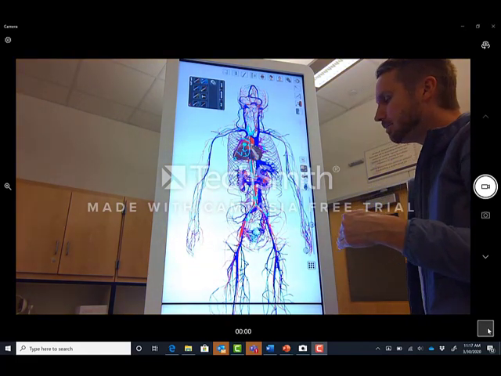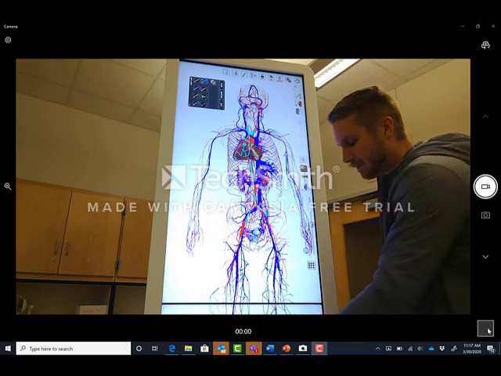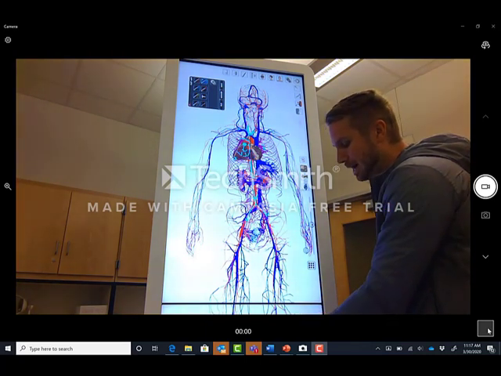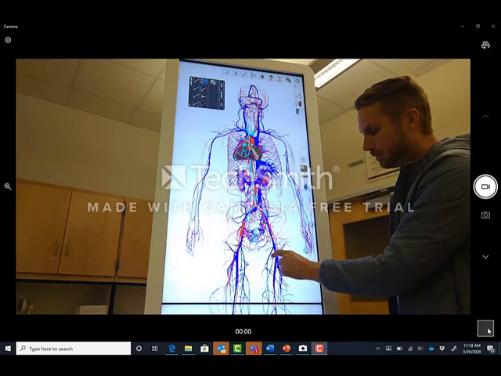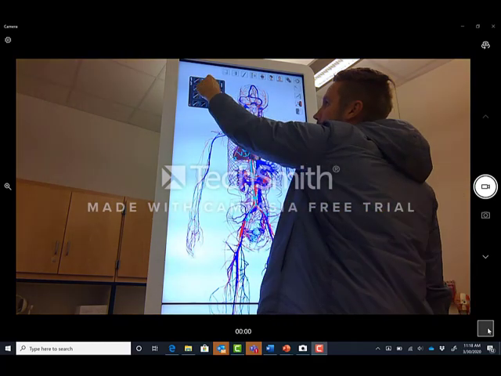And now we're back to the veins. And so the veins are going to be represented by blue. One important note here, let me get off of this for a second.